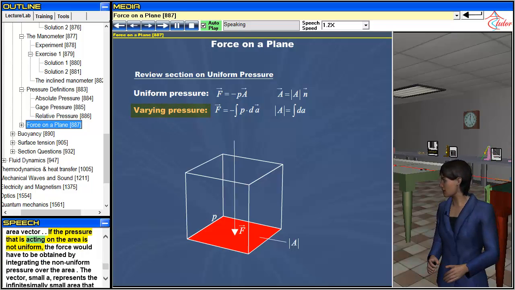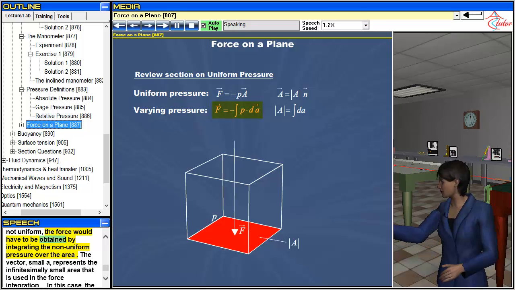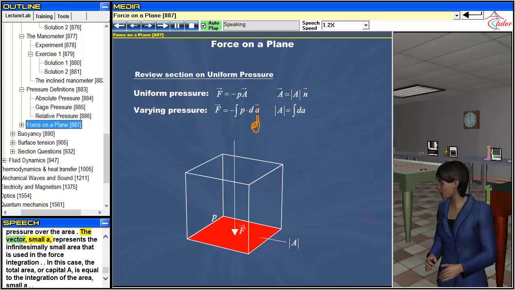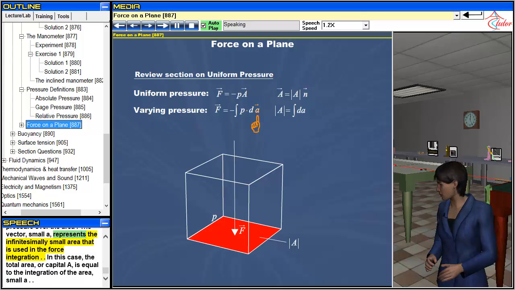If the pressure that is acting on the area is not uniform, the force would have to be obtained by integrating the non-uniform pressure over the area. The vector, small a, represents the infinitesimally small area that is used in the force integration. In this case, the total area, or capital A, is equal to the integration of the area, small a.